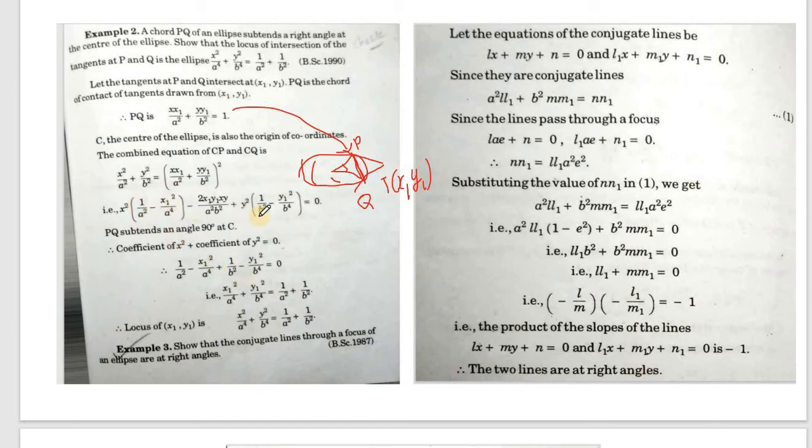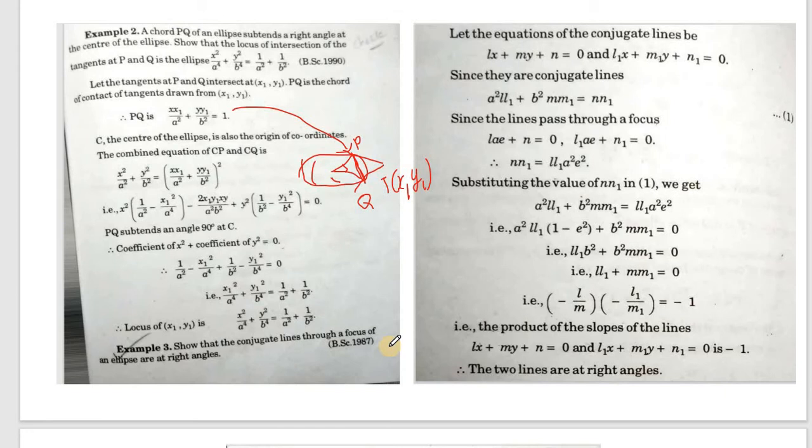So this is your coefficient of x square, this is your coefficient of y square, and then rewriting, and by dropping the suffix you get the locus. Now third one: show that the conjugate lines through a focus of an ellipse are at right angles.